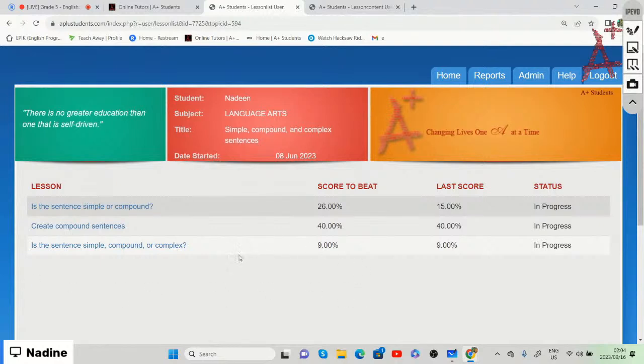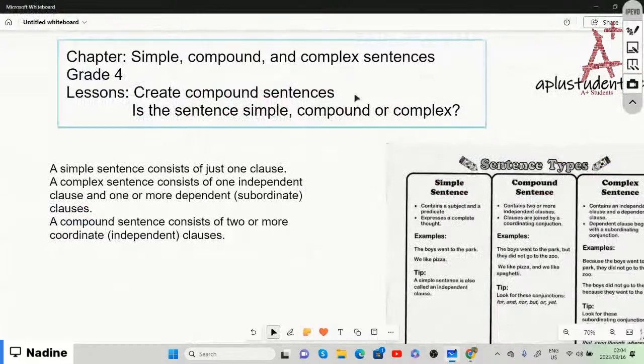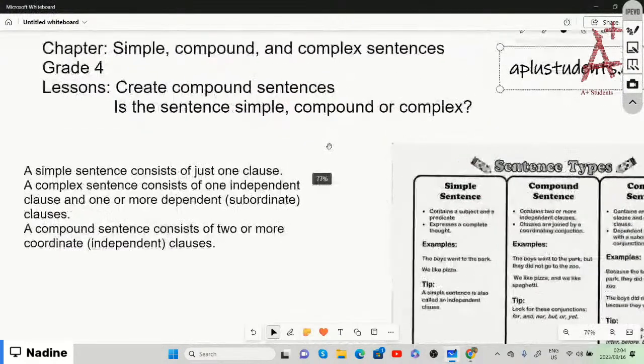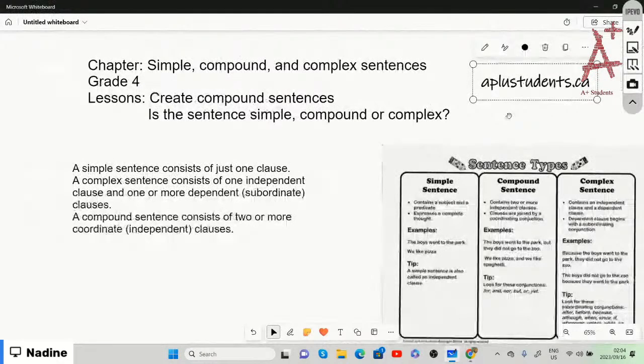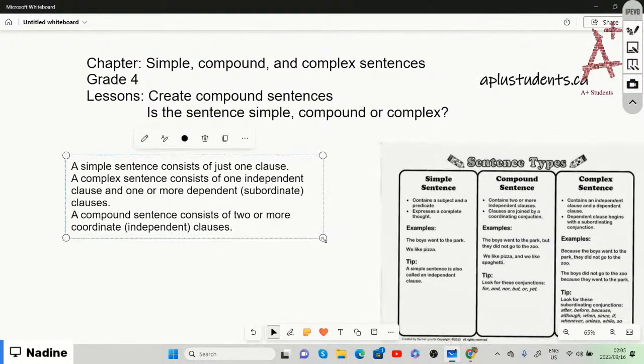But for our lessons today, we are going to create compound sentences and answer the question is the sentence simple, compound, or complex? And we are going to find all of our lessons on aplusstudents.ca. So if you do want to go back to the specific chapter, grade, as well as lessons, then we can go on aplusstudents.ca. All right.